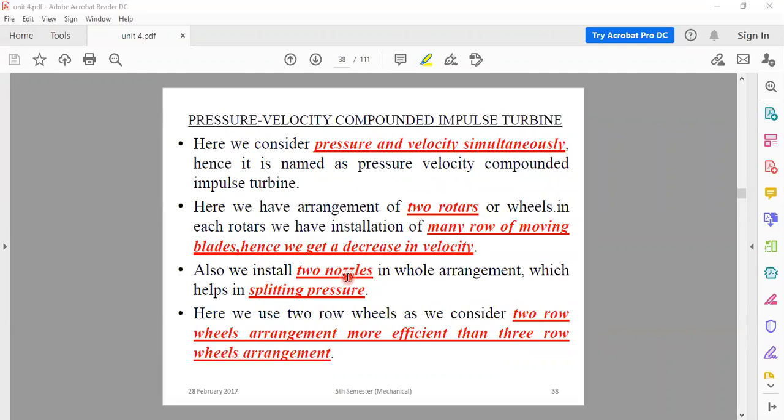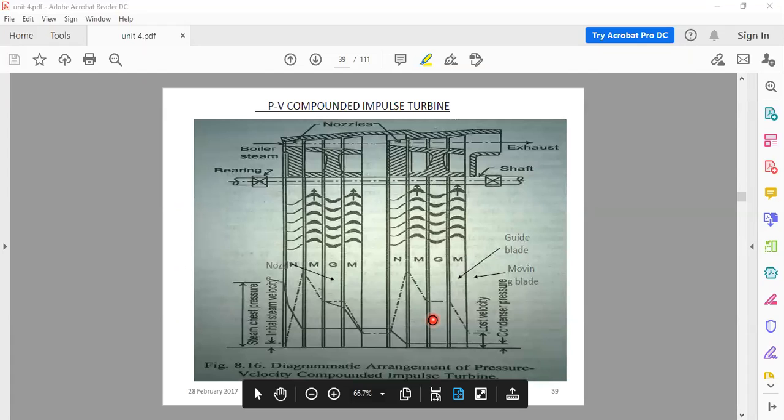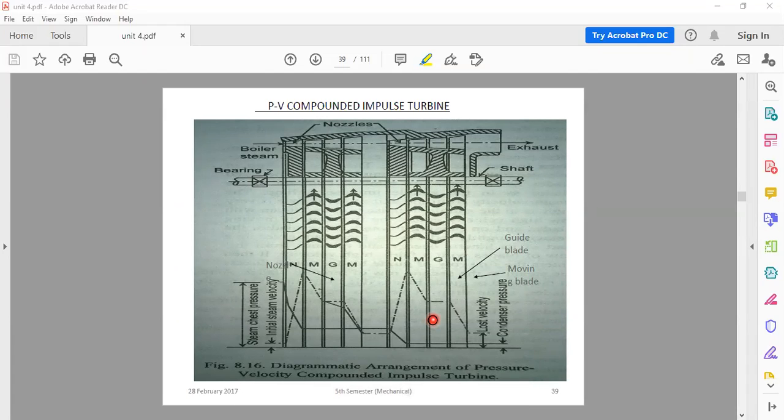Hence we get decrease in velocity. Also, we install two nozzles in the whole arrangement which help in splitting pressure. Here we use two-row wheels as we consider the two-row wheel arrangement more efficient than a three-row wheel arrangement. We can see here pressure velocity compounding.